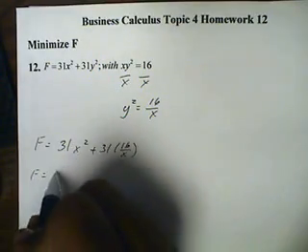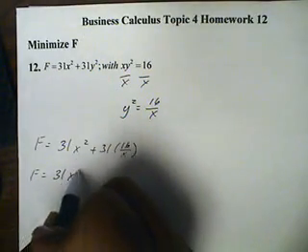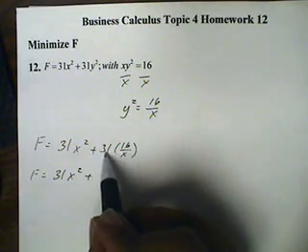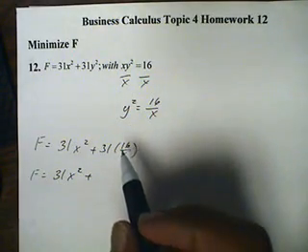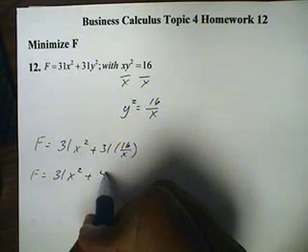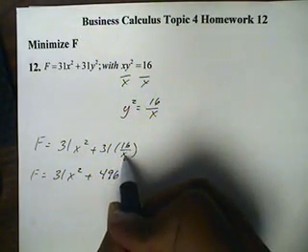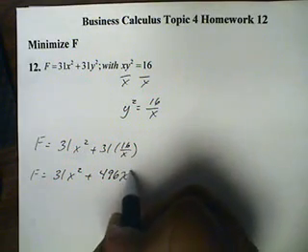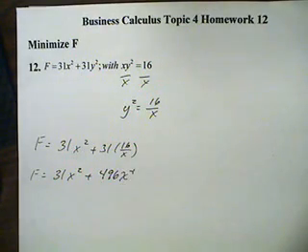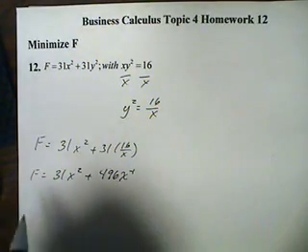Now I'm going to simplify this. This remains 31 x squared. Then 31 times 16 is going to be 496. This x in the denominator will make that a numerator, x to the negative 1 power. Now from here, I can start taking the derivative and set it equal to 0.